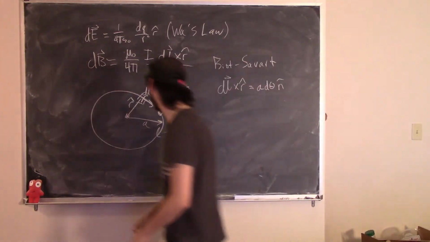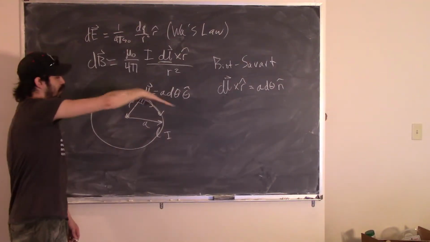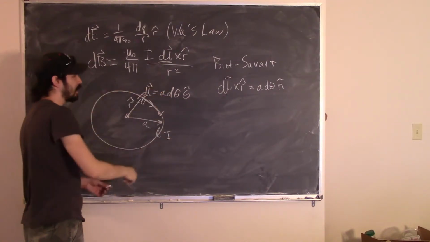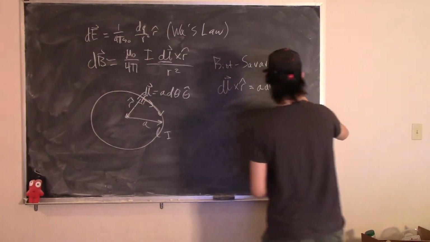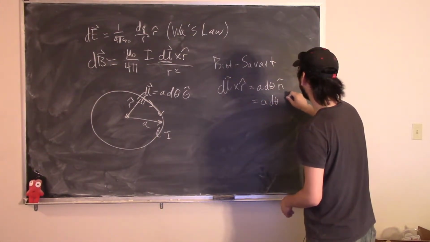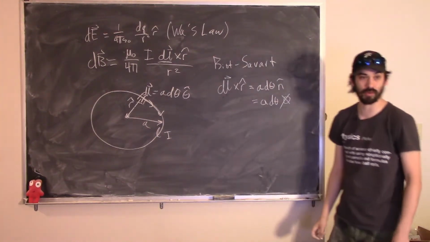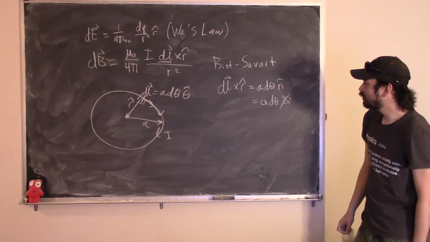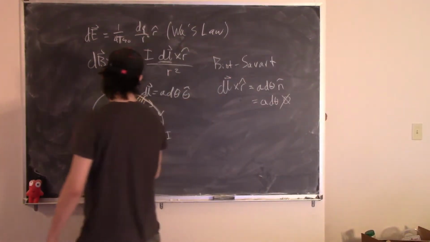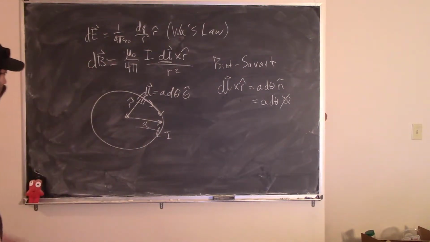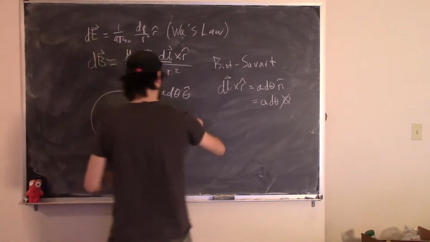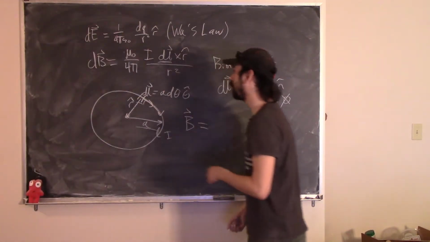Now to find n hat, we point our fingers in the direction of dl and then curl them into the direction of r hat. That says this is going to be pointing into the board. So this is a d theta times some vector that goes into the board. That takes care of almost everything. The last thing we need is the radius. We're given here that the radius is a, and that's the same for every dl around the arc of the circle. So we're ready to put this together to find the magnetic field at the center.